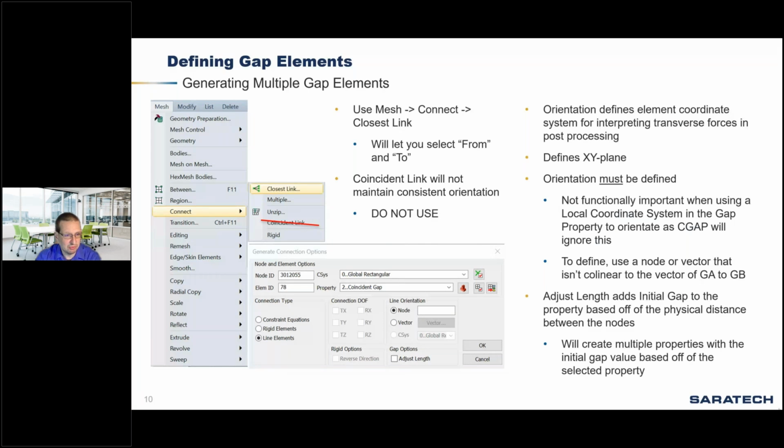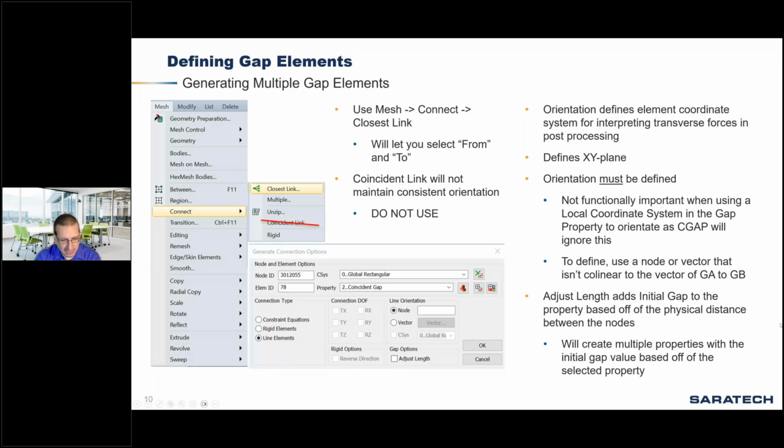So orientation, once you've selected your nodes, you'll come up with this dialog box right here. And this is where we get to define the orientation for our element. We're just looking for defining the XY plane for our elements. And even if you're using a local coordinate system for like coincident gap, you still have to define an orientation right here. It won't let you pass this without defining some. So you can either define a node or a vector, for example, to use this. And if you're not using a local coordinate system, this will be very important to make sure that you select that appropriately.